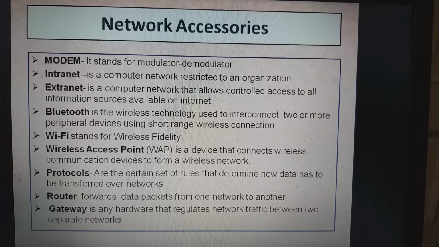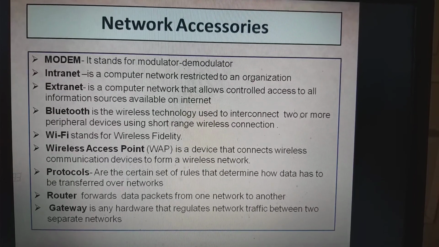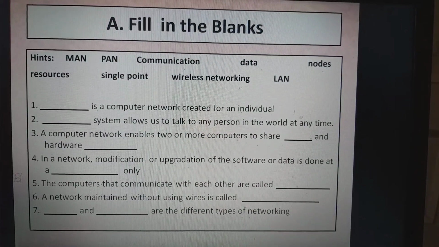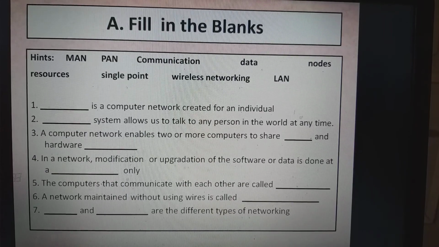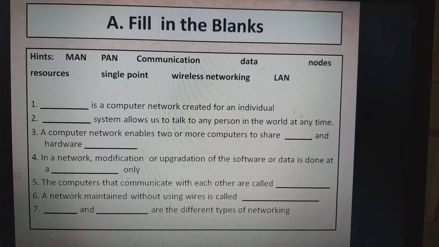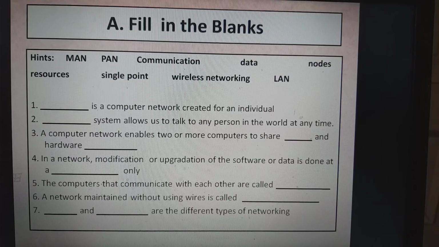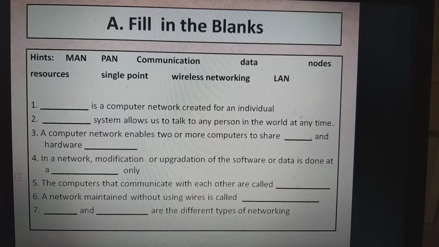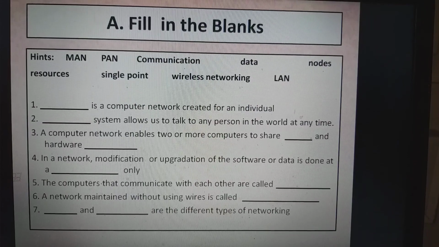Gateway. A gateway is any hardware that regulates network traffic between two separate networks. Now, we will fill in the blanks. Hints are as follows. Number 1. Dash is a computer network created for an individual. So, which network is created for an individual? From the hint, you have to find out.